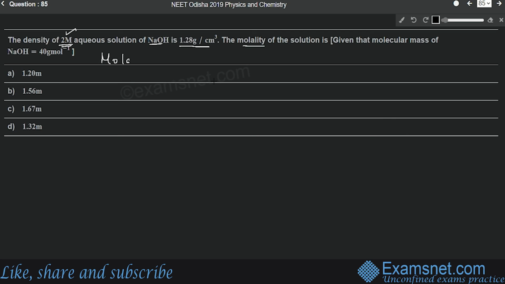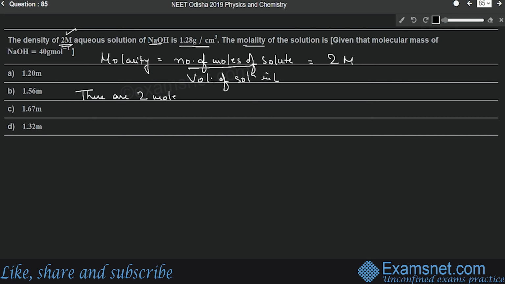So this is the molarity, and we know that molarity is equal to number of moles of solute divided by volume of the solution in liter, or we can say number of moles of solute per liter of the solution. So it is given as 2 molar. That means there are 2 moles of NaOH in 1 liter of solution. So number of moles here is 2, volume is 1 liter. Density is given as 1.28 grams per centimeter cube, and we know that 1 centimeter cube can be written as 1 milliliter. So it is equal to 1.28 grams per milliliter.